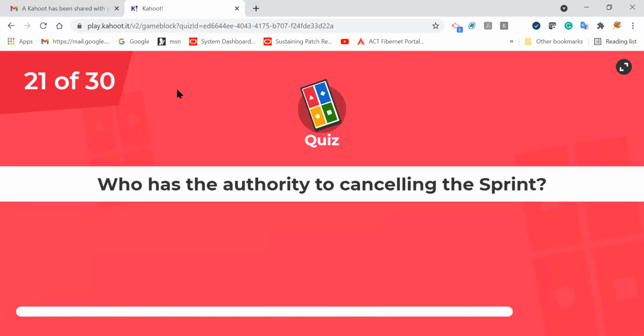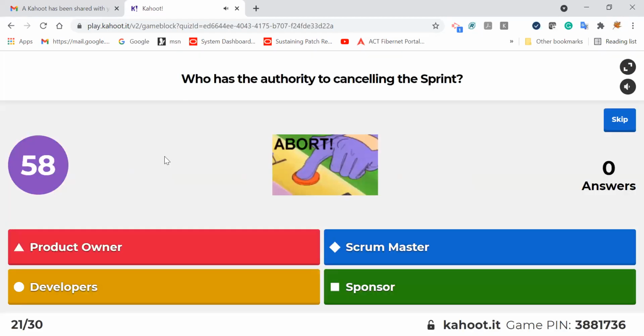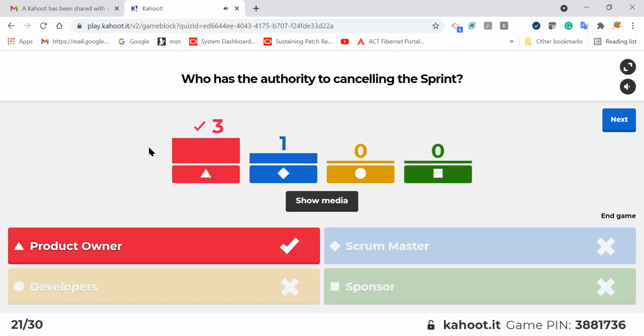Okay. Who has the authority to cancel the sprint? I think in the last question itself, I gave the answer. Oh, still I see Scrum Master. One person selected as Scrum Master. Remember, guys? Sorry, in a hurry, I made it.